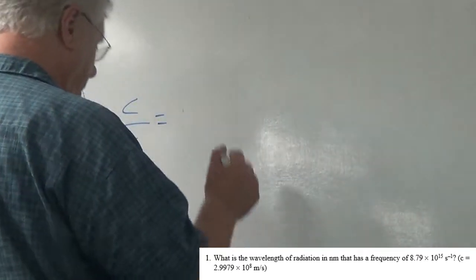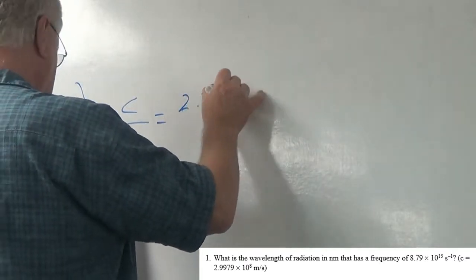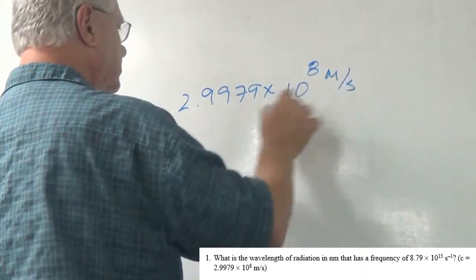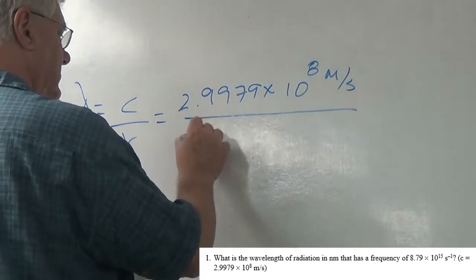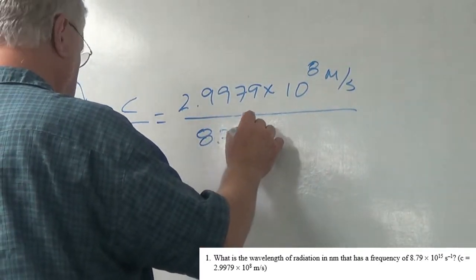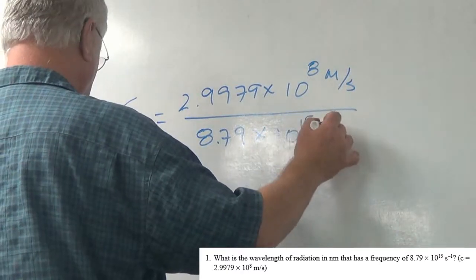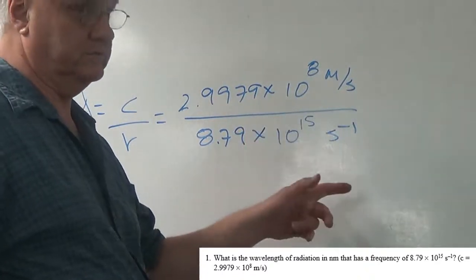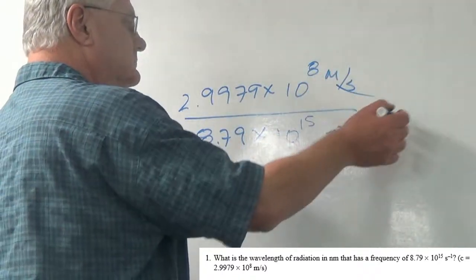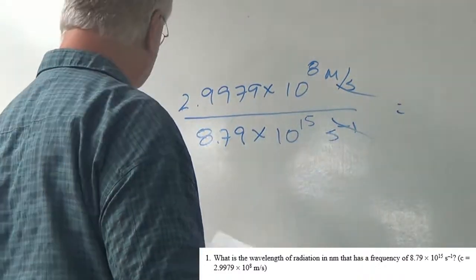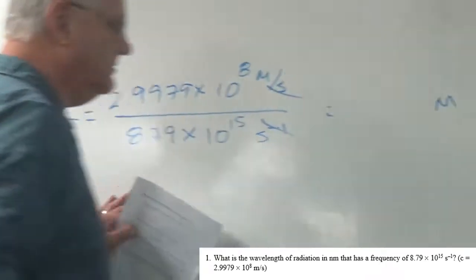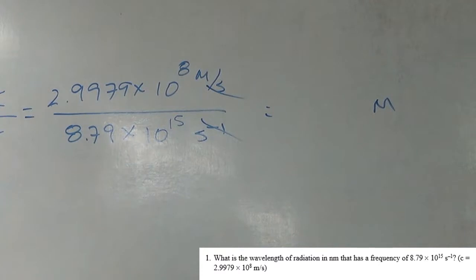And speed of light, 2.9979 times 10 to the 8th meters per second divided by the frequency 8.79 times 10 to the 15th reciprocal seconds. This is 1 over seconds, but this is 1 over seconds, so they cancel. And this wavelength will be in meters. But that's not what the problem asks for. It wants a wavelength in nanometers.